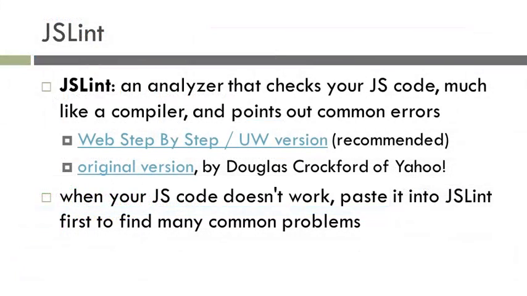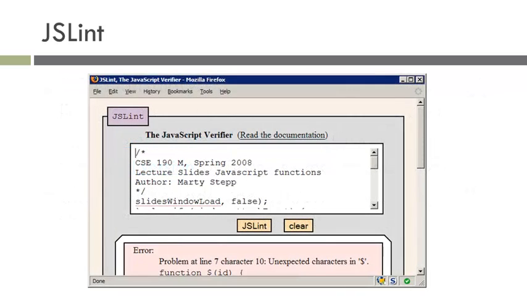Just like W3C analyzes your HTML documents and tells you what type of syntactical errors you have in your code, JSLint does the same thing for your JavaScript code. If your JavaScript code does not work, you can put it into JSLint and it will tell you what type of errors are in it or ones that don't meet the JavaScript standard.